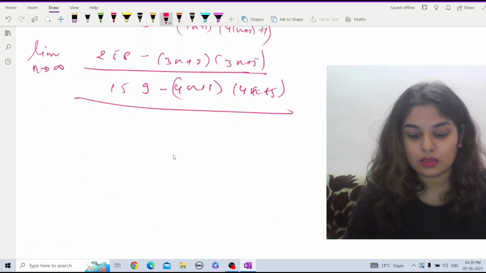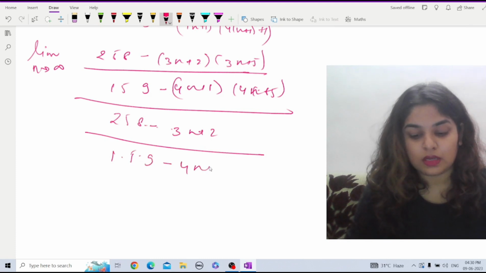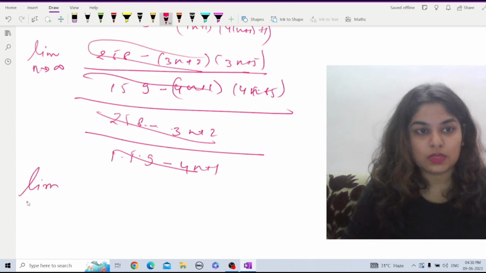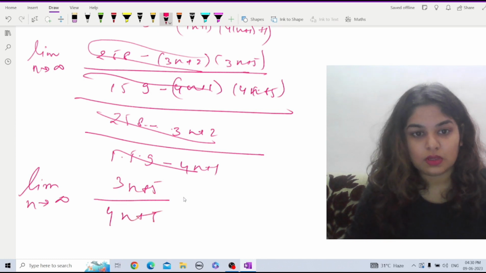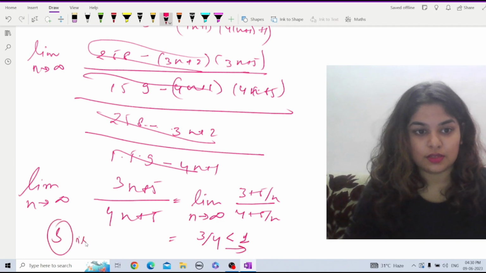So divided by a n, where a n is 2, 5, 8 up to 3n plus 2 by 1, 5, 9 up to 4n plus 1. It is very clear that this portion gets cancelled and this portion also gets cancelled. So here we have limit n tends to infinity of 3n plus 5 by 4n plus 5, which is equal to limit of 3 plus 5 by n by 4 plus 5 by n. Now as n tends to infinity, we have 3 by 4, which is less than 1. So definitely this one, that is our S, is convergent.